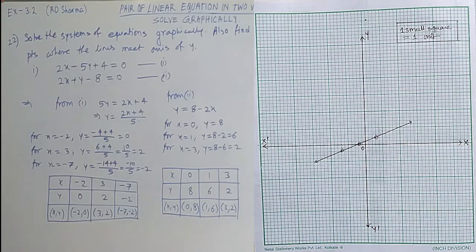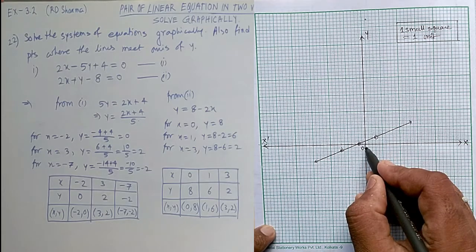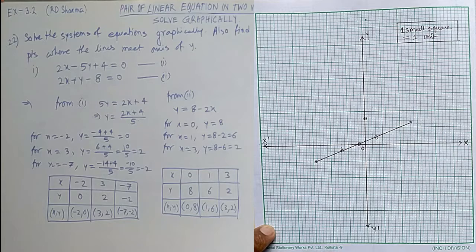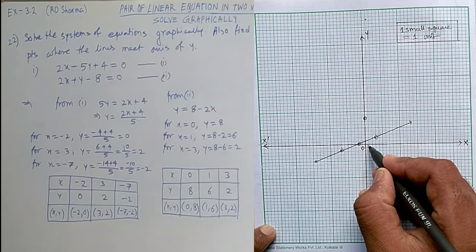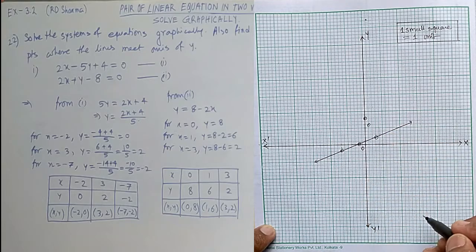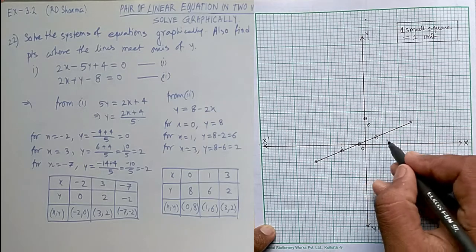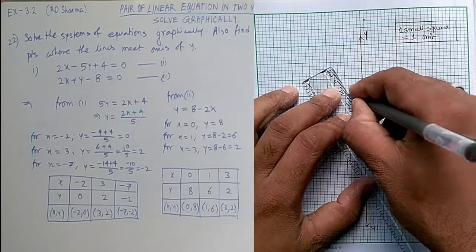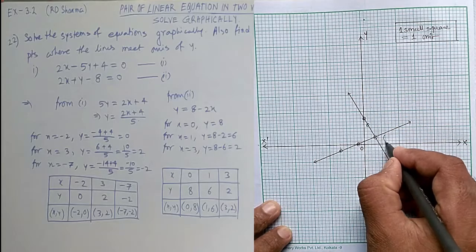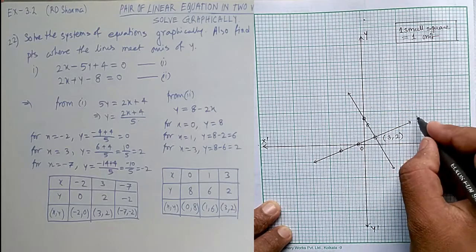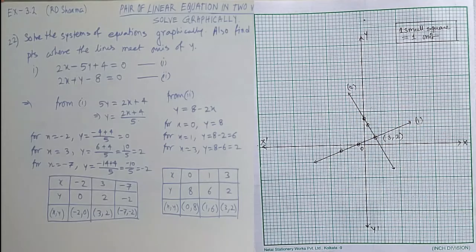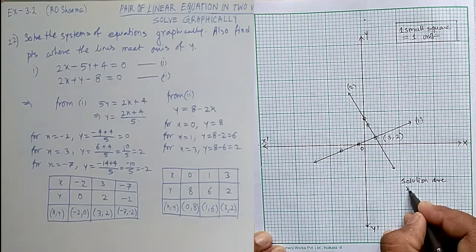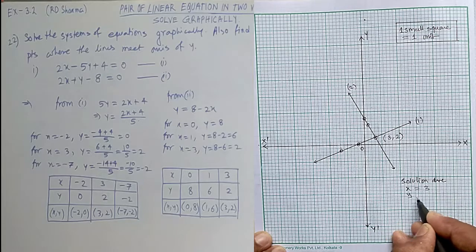And now we plot the points from the second equation, that is 0 comma 8, x equals 0, y equals 8, this point. And the next point is 1 comma 6, that is x equals 1, y equals 6, 5 6, this point. And next 3 comma 2, this point. Now join these 3 points, and this point is 3 comma 2, and this is the first equation and this is the second equation. The solution of these equations is x equals 3 and y equals 2.